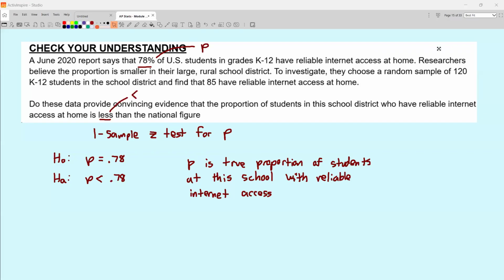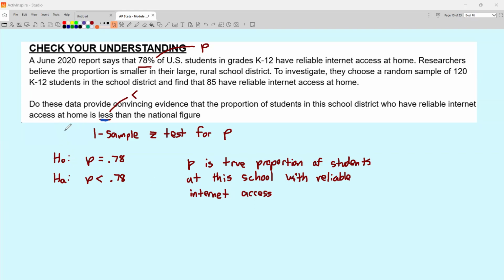The first part, we've named our procedure. It's a one sample z-test for p. We know that because we're given a population proportion. We set up our null and alternative, so our H0, Ha, and p is going to be equal to 0.78. That's going to be our null, which means we assume from the beginning that 78% actually have reliable internet access at home. And the alternative, because we're trying to prove that it's less than, is p is less than 0.78. Always define your parameter. So p is the true proportion of students in the school district with reliable internet access.